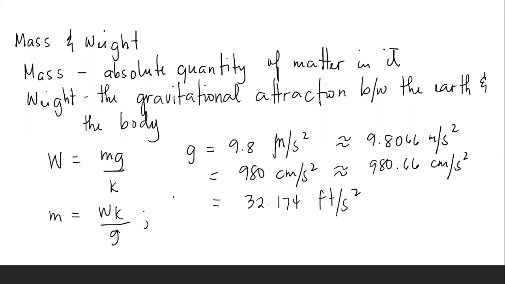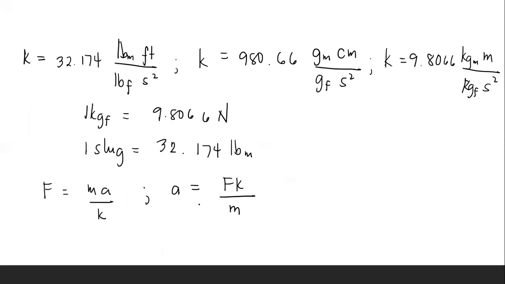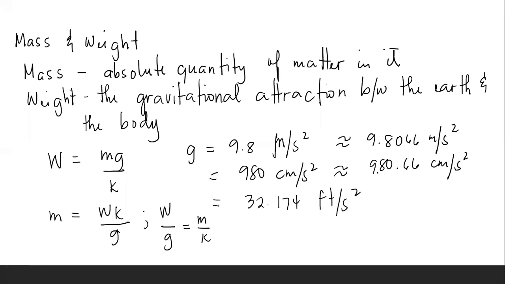Or W over G is equal to MK. While for force, we can say that force over a is equal to m over k. Remember that the mass never changes, only the weight because of the gravity. So whatever your mass is on Earth, it is the same mass on the Moon. What changes is the weight because of the gravity.